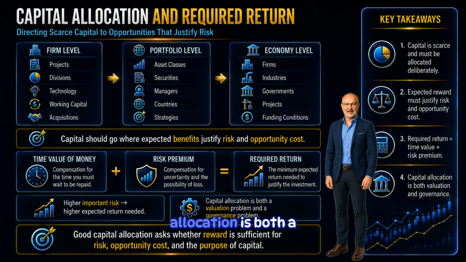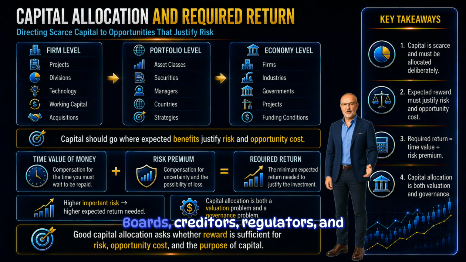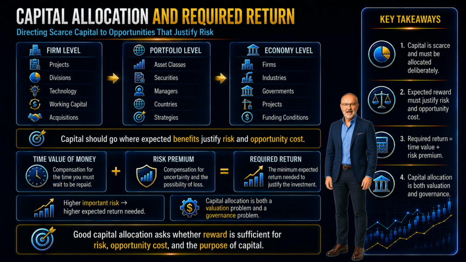This is why capital allocation is both a valuation problem and a governance problem. Investors ask whether expected returns are adequate. Managers ask whether projects earn more than the capital they consume. Boards, creditors, regulators, and beneficiaries may all influence the decision. Good capital allocation is not just about choosing what looks attractive. It is about asking whether the expected reward is sufficient for the risk, the opportunity cost, and the purpose of the capital.